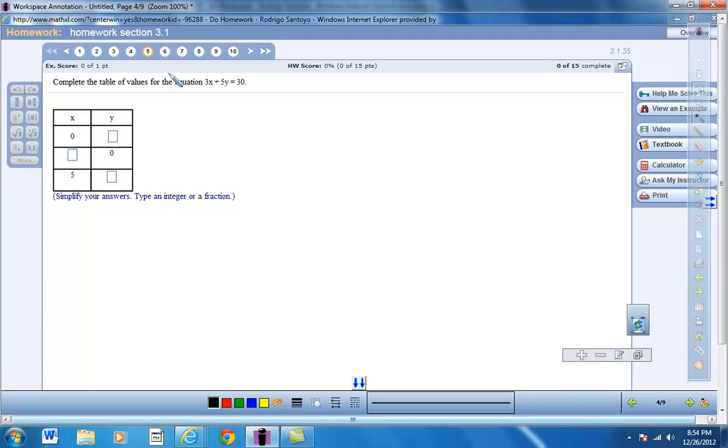Here it says to complete the table of values for the equation. So we're given this table, and if you look at the way the table is set up, you have your x values in the left column and your y values in the right column. We're going to do it the exact same way. Here they tell us first that x is 0. So we're just going to plug that into our equation and find y.